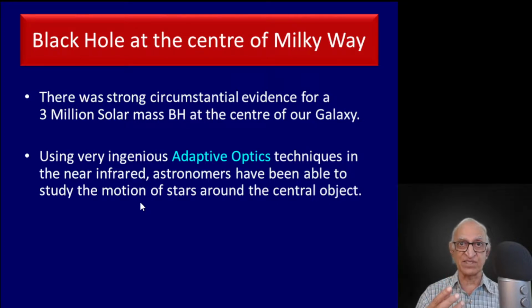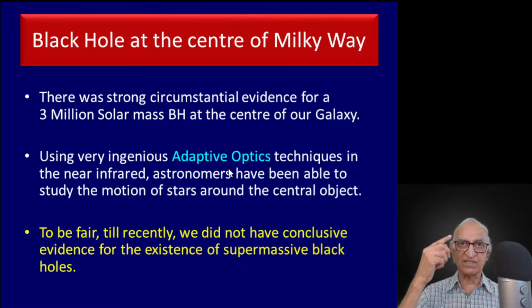Most of the stars which we see in the sky are in our backyard, just a few light years away. This is because of strong extinction by dust. So if you want to see as far as the center of the galaxy, which is at a distance of almost 30,000 light years, then you have to see in the infrared. And you have to have incredibly high angular resolution. You must have adaptive optics, which gets rid of the turbulence in our atmosphere. To be fair, till recently, we did not have any conclusive evidence for the existence of supermassive black holes.